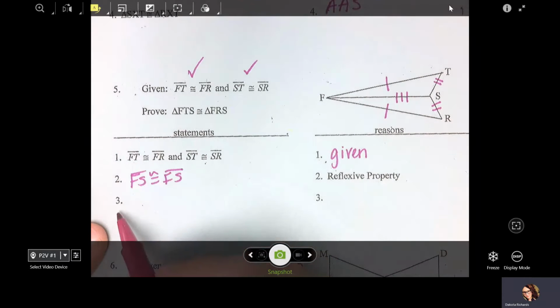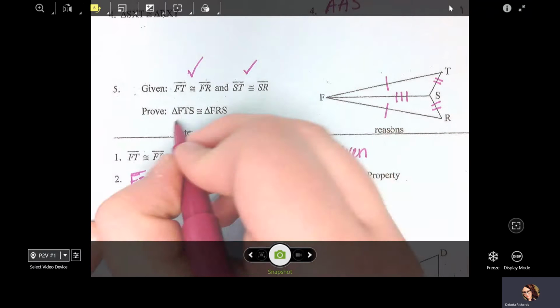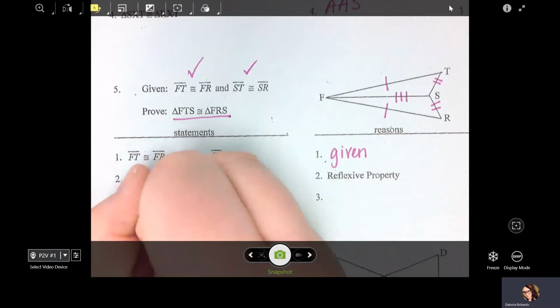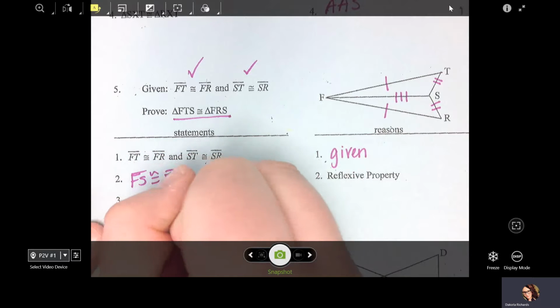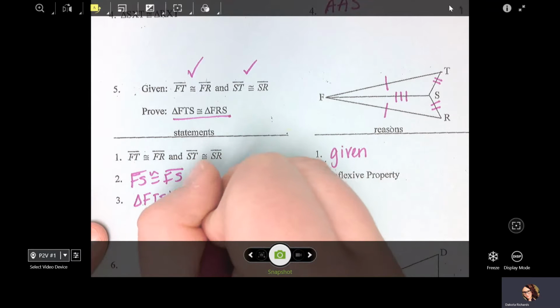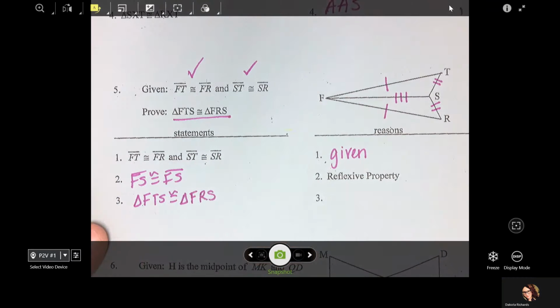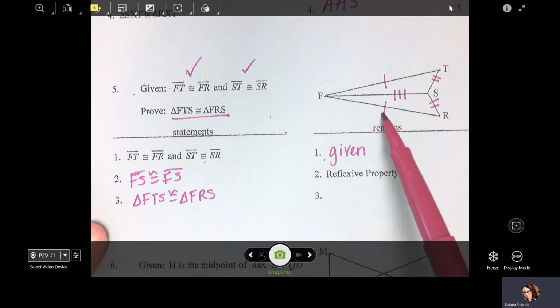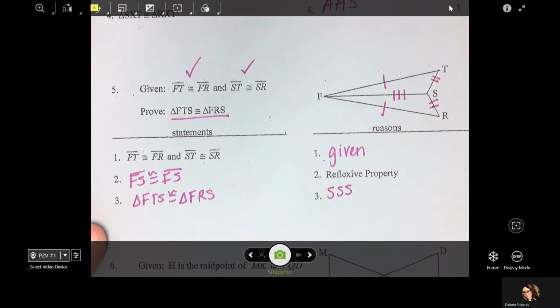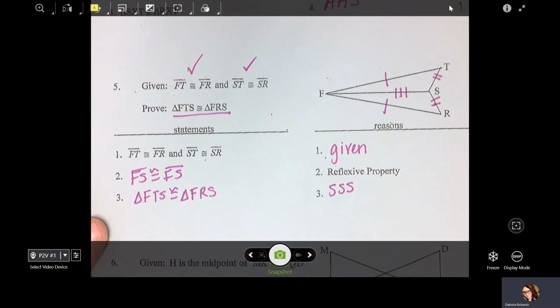And then finally, your last statement is always what you are trying to prove, so you just copy that information down. Triangle FTS is congruent to triangle FRS. And then how do we know that? Well, look at the information you're given. You're given a side, and another side. So this is just side, side, side. Last one.